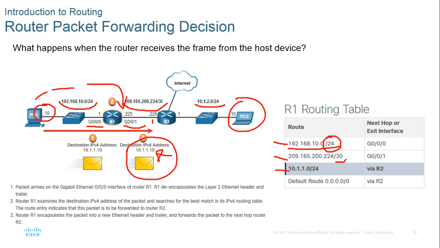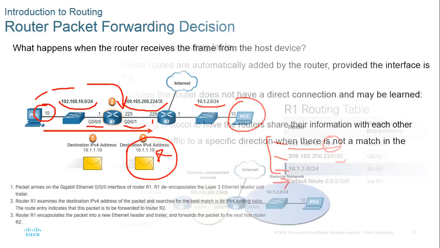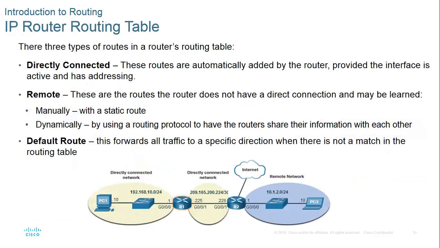Okay. If he doesn't find any explicit route within his routing table, he can use the default route to send the IP packet to the following network address, router. So how does the router build its routing table?